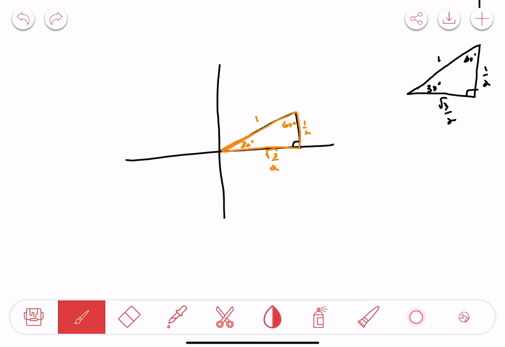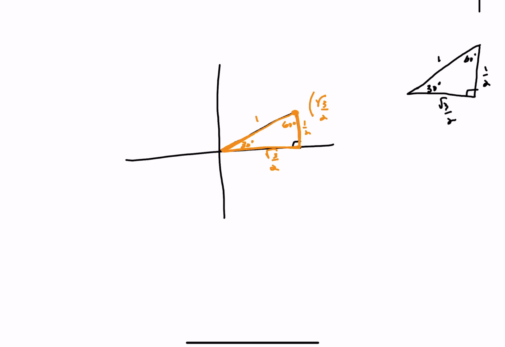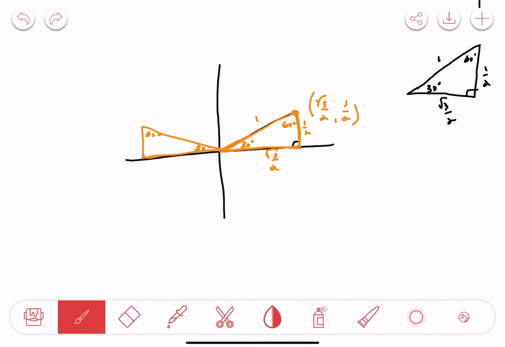Now, if I were wanting to find the coordinate point for this point right here, I know I'm going to go right root 3 over 2 and up 1/2. So it's going to have the coordinate points root 3 over 2, comma 1/2. Now, I'm also going to put the triangle right here. So here's 1/2, here's root 3 over 2. Here's 1. Now on a coordinate system, we have to give this direction.